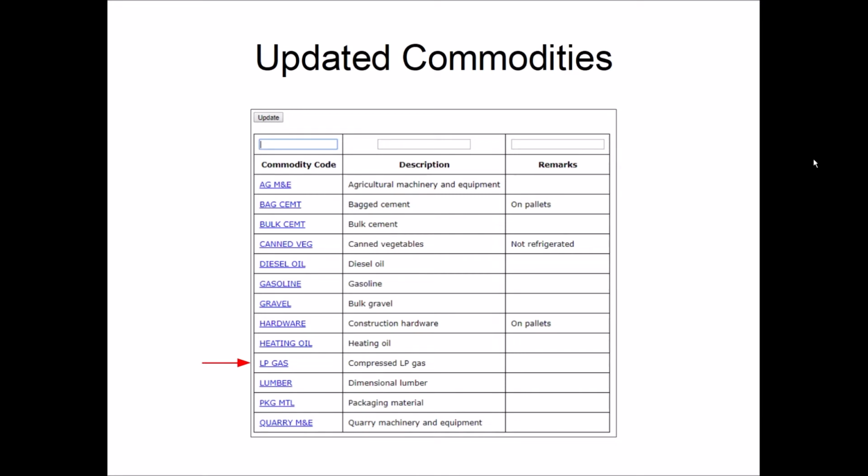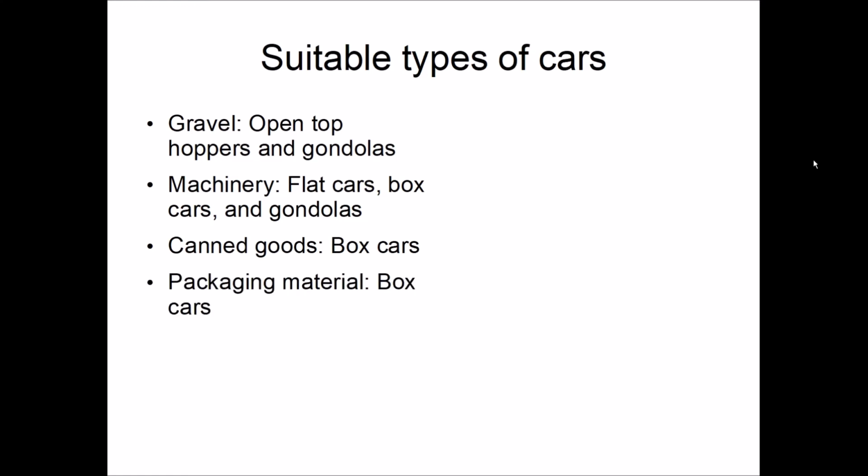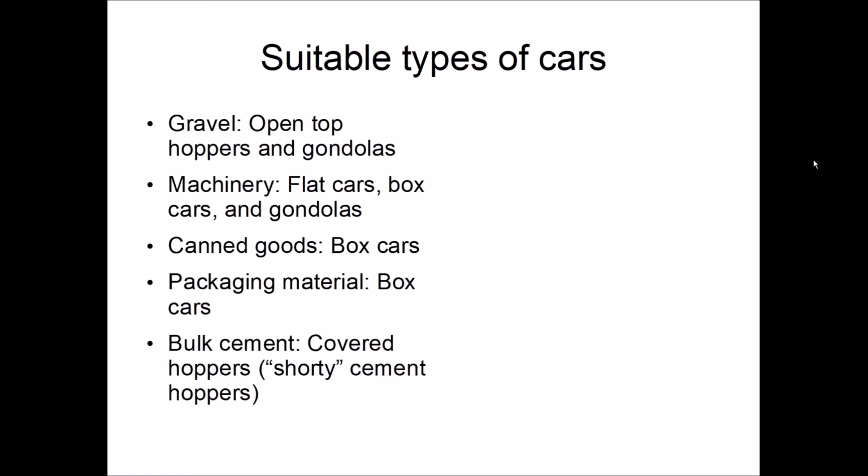All right, what about cars? We have to have car types in the system. And so we're looking at the commodities that we're dealing with so far. Gravel, we can haul that in open-top hoppers or gons. Machinery is typically shipped on flat cars and box cars and gons. Canned goods, box cars. Packaging material, box cars.